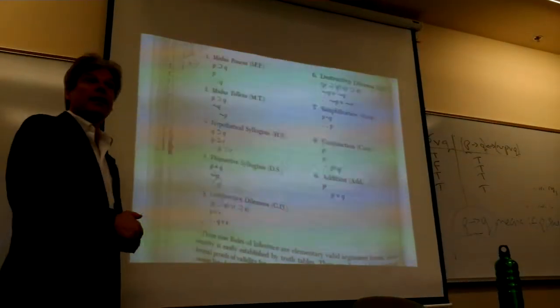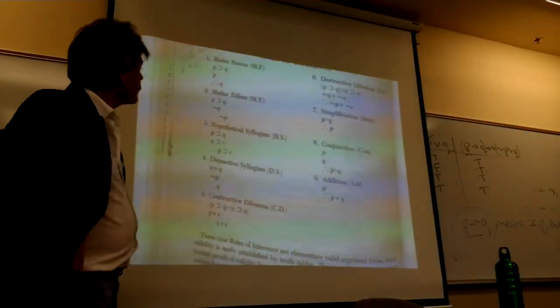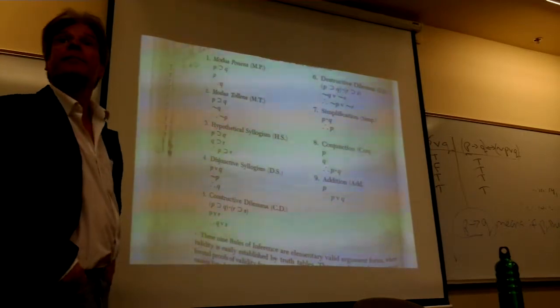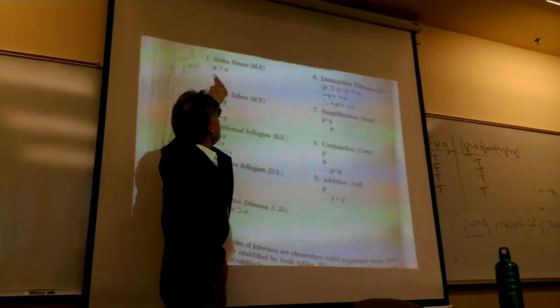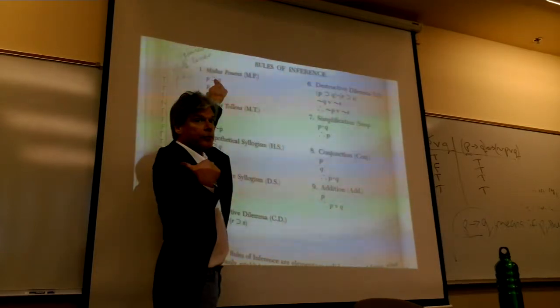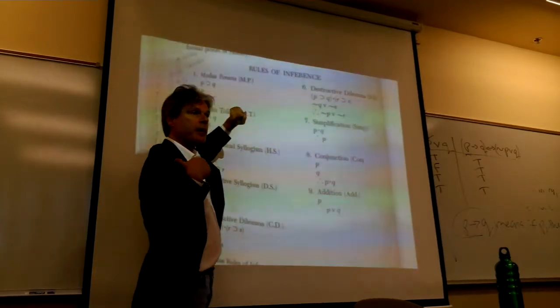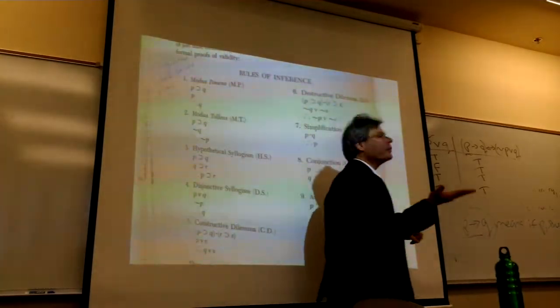I've got a variety of rules of inference. One's called modus ponens, which is this. If I've got the statement P implies Q, and I know it's true, and I know P is true, then if you go back to my truth table, Q has to be true. I refer to that kind of argument as modus ponens.